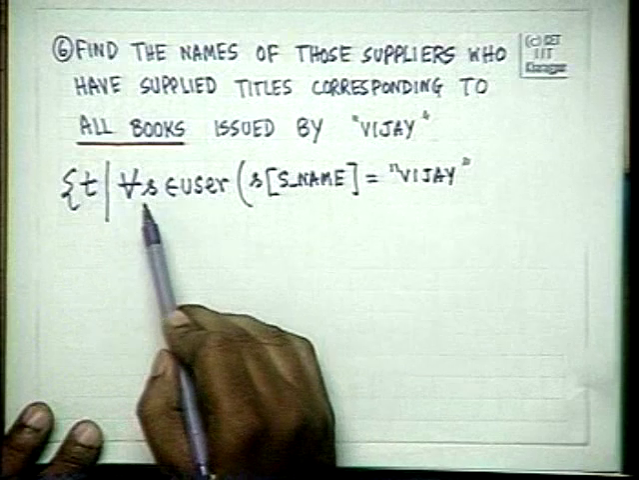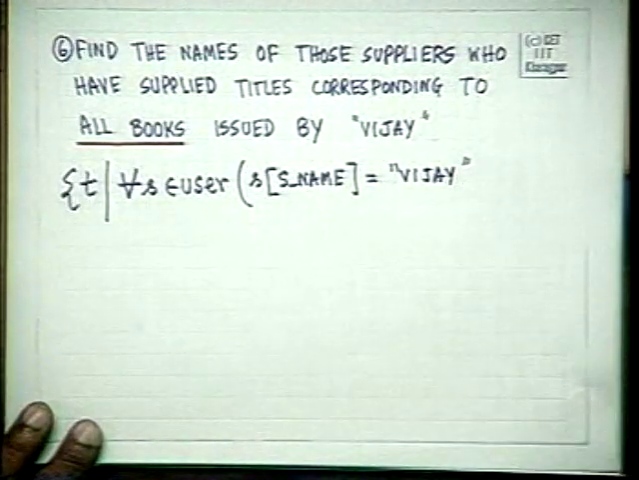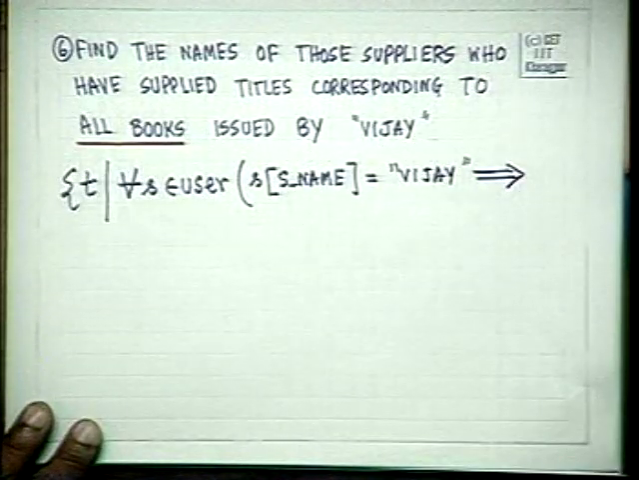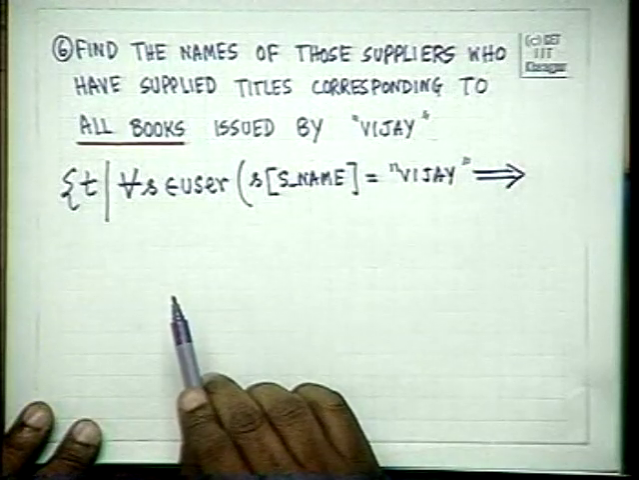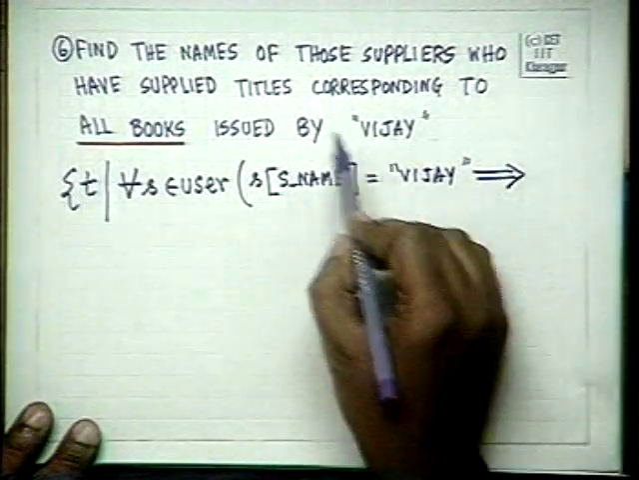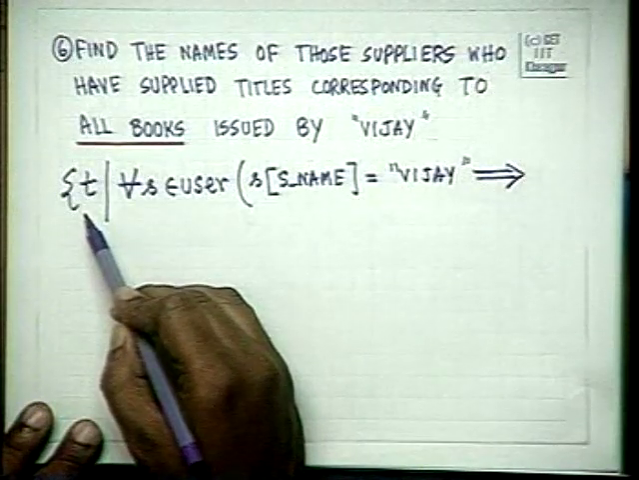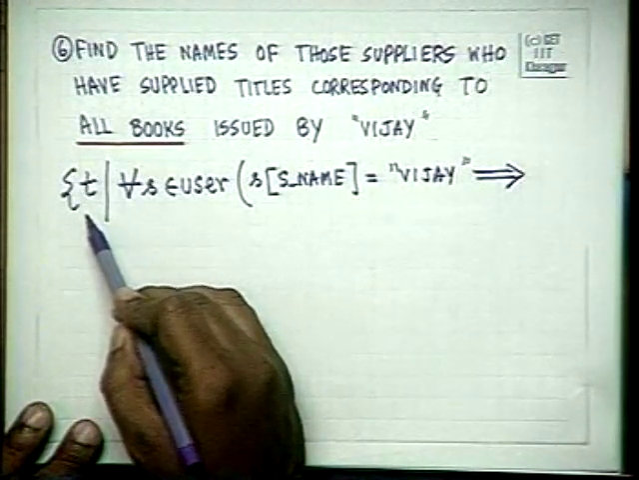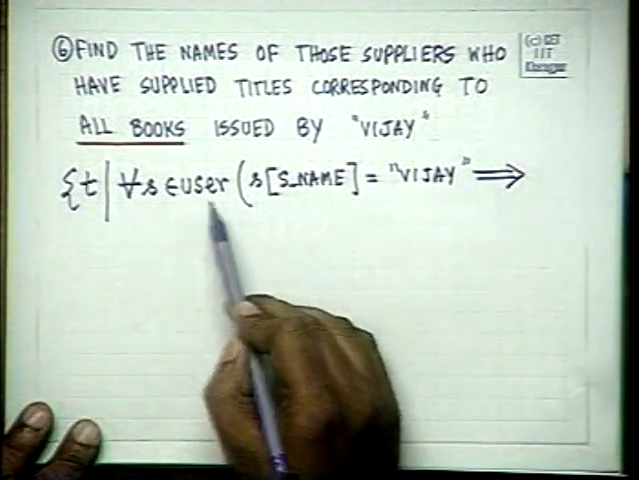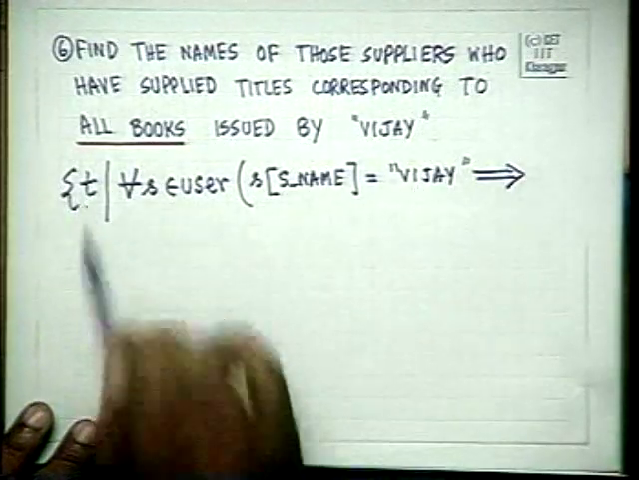For all T, that means for all persons such that Vijay has issued this book. This must imply that the title of this book has been supplied by this supplier, the supplier whose name will be given here. It must be that name such that for each and every element of Vijay, the book issued by Vijay must be supplied by this supplier.